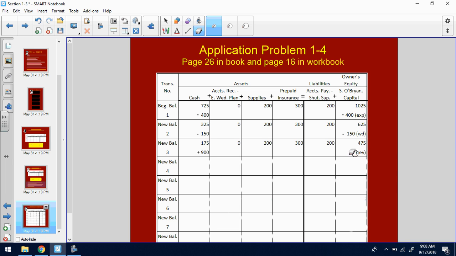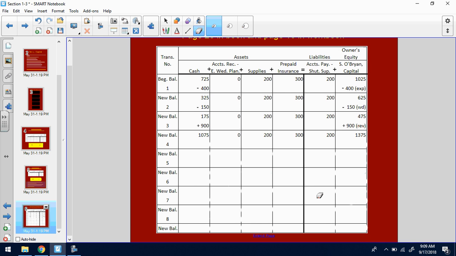So in this case, it goes under our capital account as a plus, not a minus, and we label it with revenue, REV, or an R. And do your math. Make sure you add, don't subtract. Nothing, nothing. Add again. Number 4, paid cash for camera repairs.